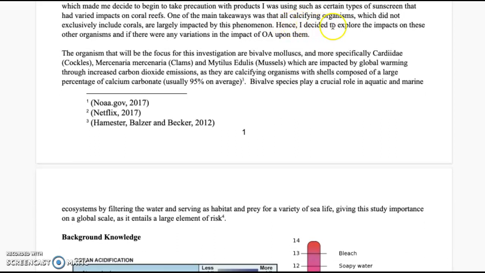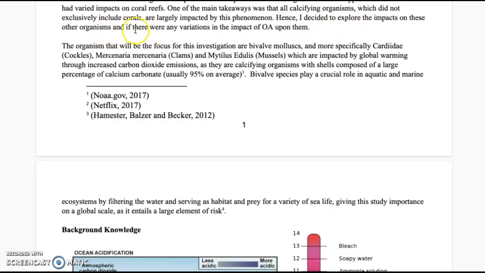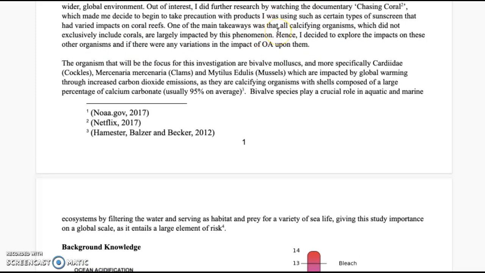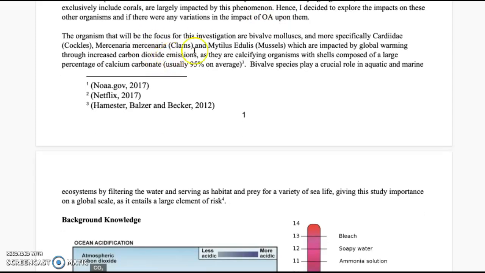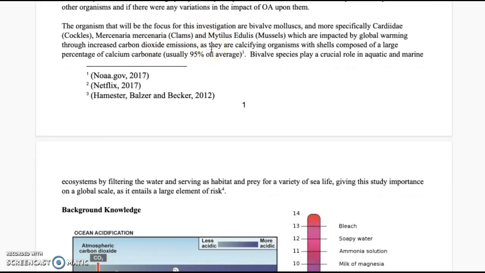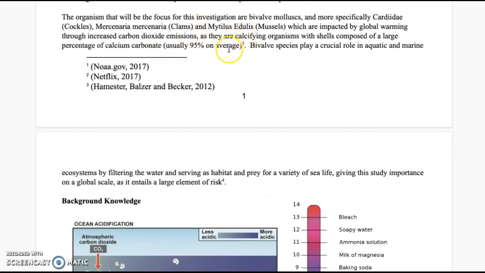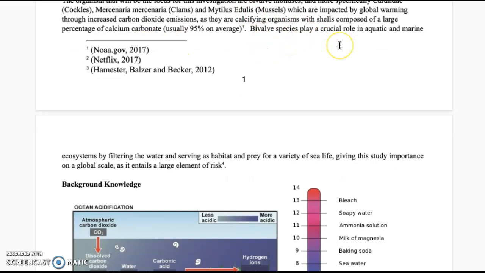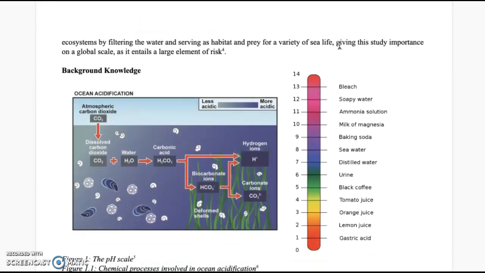Yeah, so then I'm saying, hence I decided to explore the impacts on all other organisms, because that one was mainly on coral, so I want to see what happens to other organisms. So I'm saying, using these organisms, these are composed of calcium carbonate. They play a crucial role in marine ecosystems.